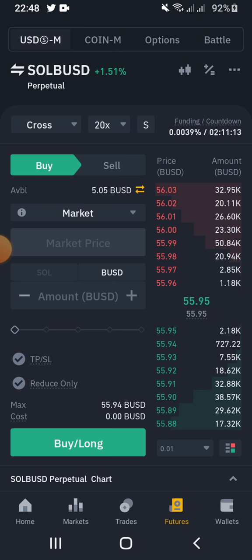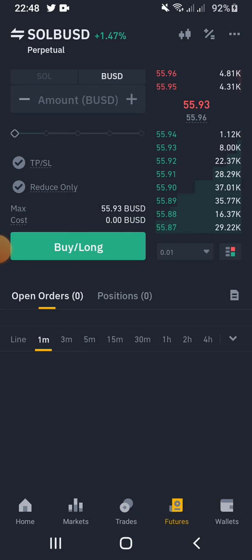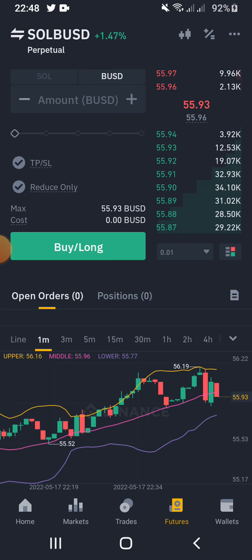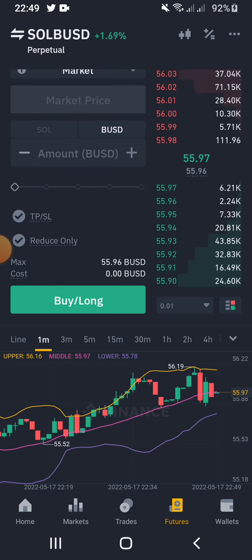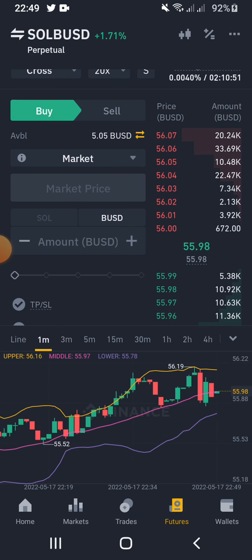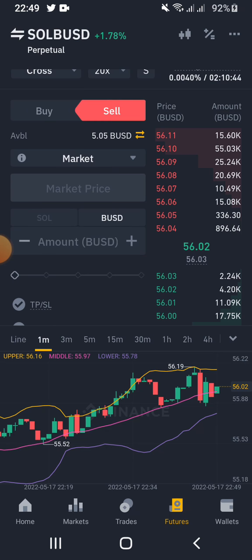So let's say the Solana against BUSD pair is going at 55.93. Now, looking at the price chart, for a 1 minute chart, and you can use whichever chart you want, and looking at the candles and how the price has been moving in the past few days, let's say we want to push through with a long order. A long order means that if the price appreciates in value, we will be making profit. But a sell order means that if the price reduces in value, we will be making profit, and if it rises, losses.